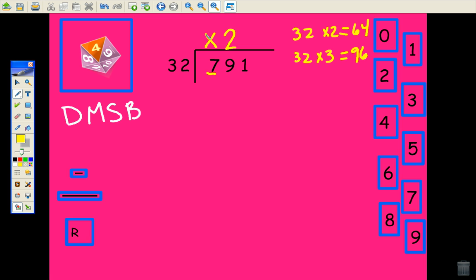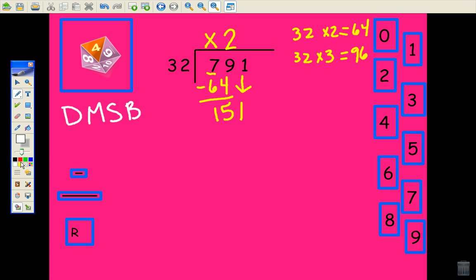So I did my division. Now I'm going to multiply. 32 times 2 is 64. Subtract: 79 minus 64 is 15. Bring down. I have a number to bring down this time, so I'm going to bring down my 1. And then I'm going to repeat my process.